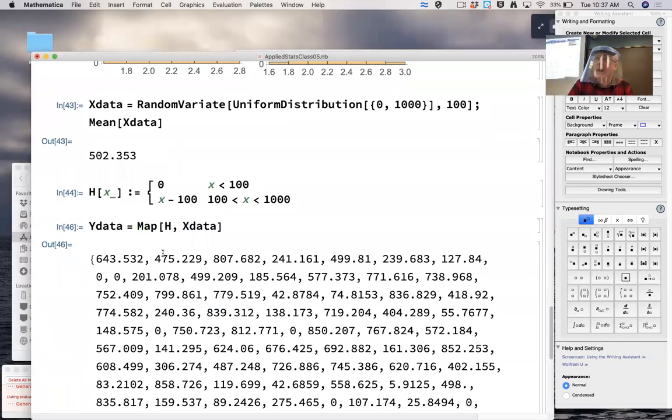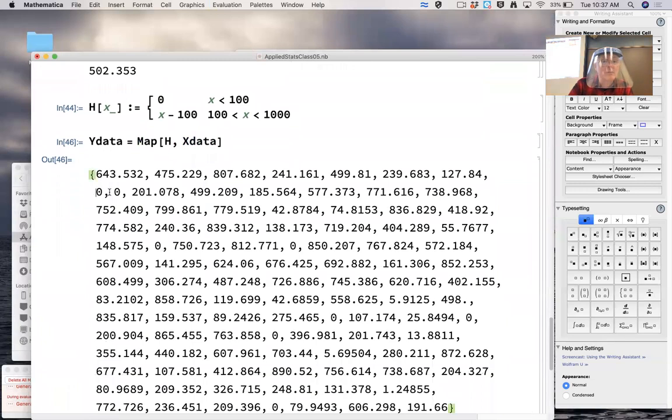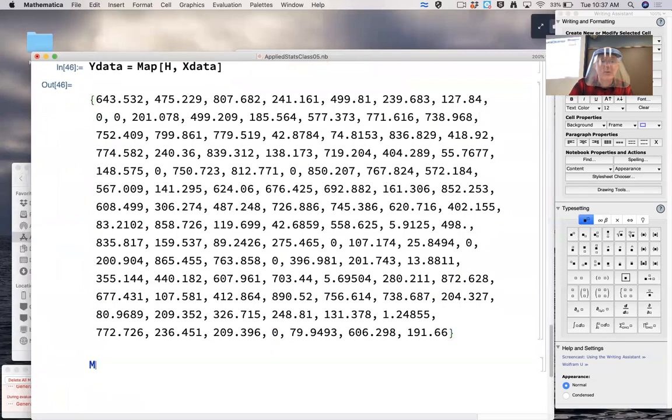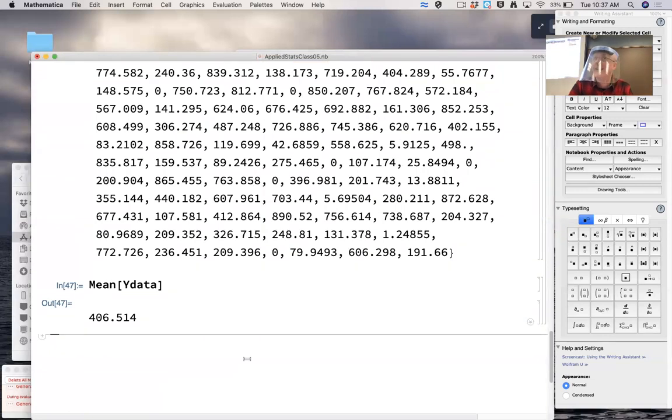There is the corresponding payments from the insurance company. Notice there are some zeros, exactly zeros. What's the mean of the Y data? It should be closer to 405 than 450. Simulation is good for complicated situations like on Thursday when we will look at Chutes and Ladders. And also for just when I don't feel so sure about the theory, maybe I should do a simulation and see if the theory gets confirmed. Good thing. All right, have a good day.